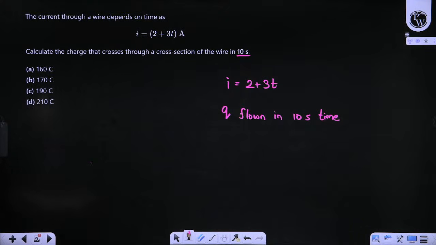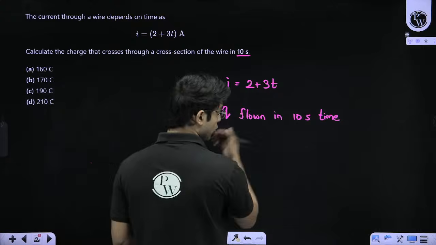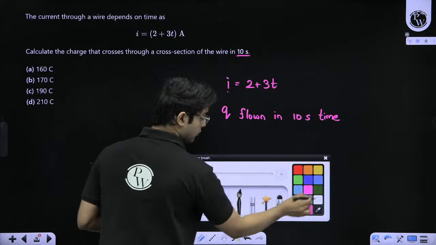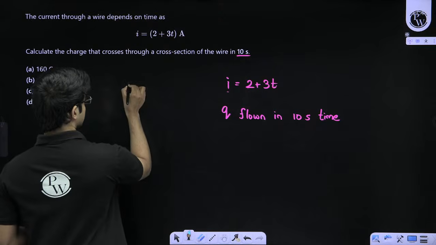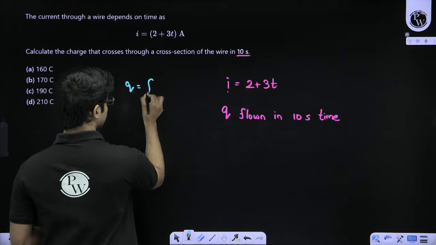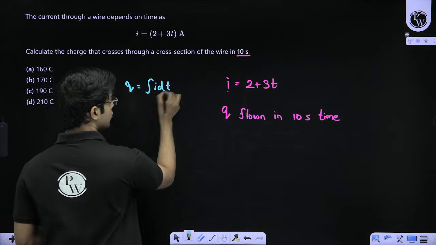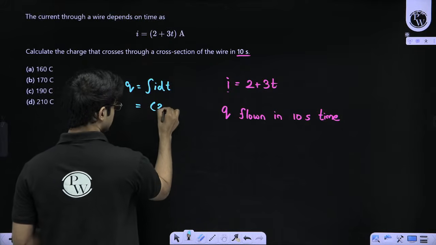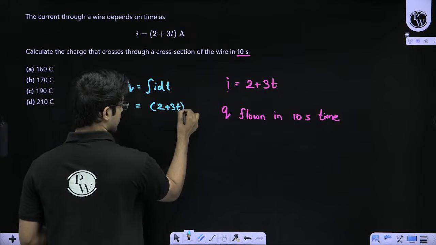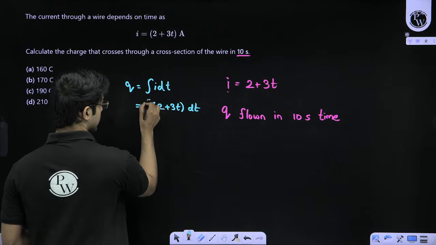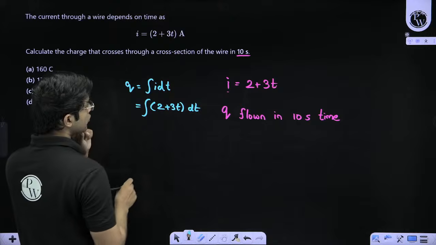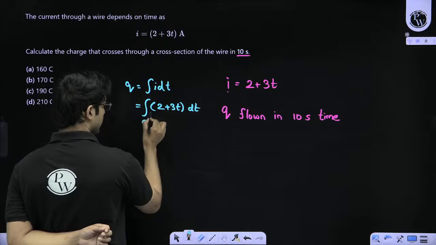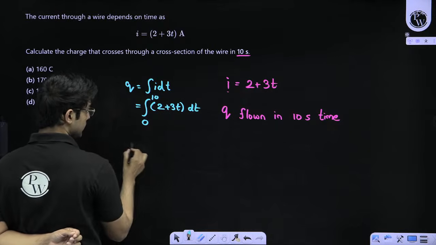Here we will have to go through integration, right? Current is given. So how do we find the charge flown? Charge flown will be integration of I dt. So you will have to do some integration here. Instead of I, we will put 2 plus 3t. Now we will integrate this. We need the charge until 10 seconds, so we will put the time from 0 to 10 seconds.